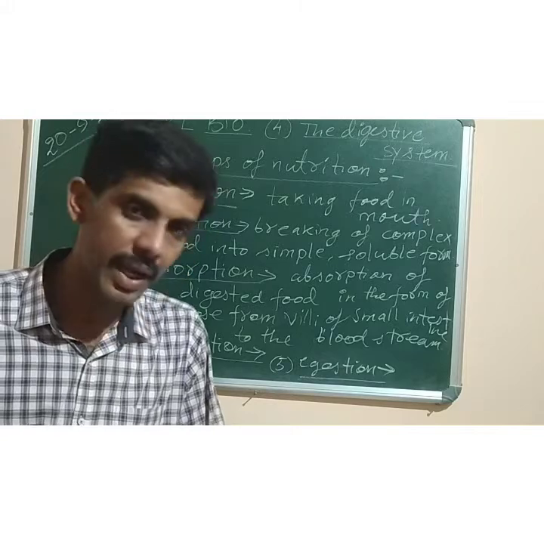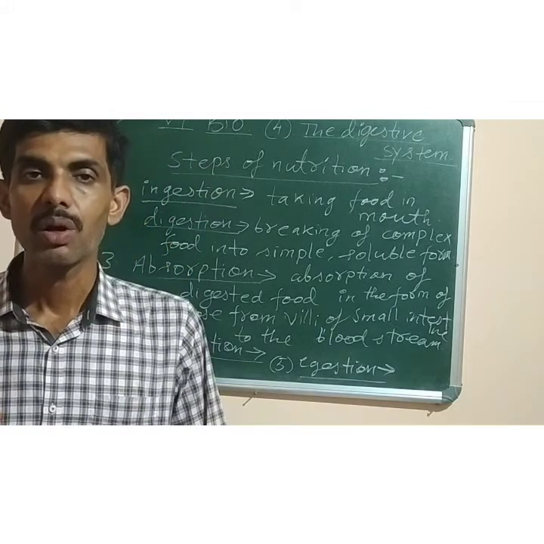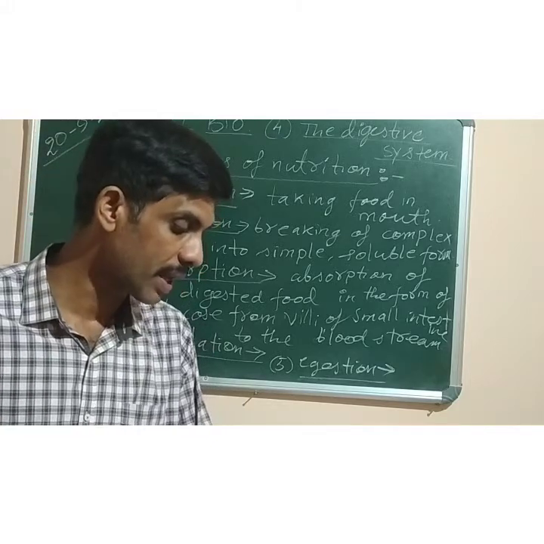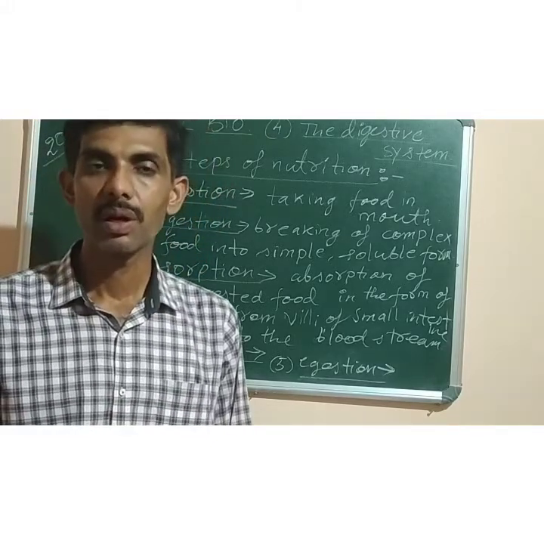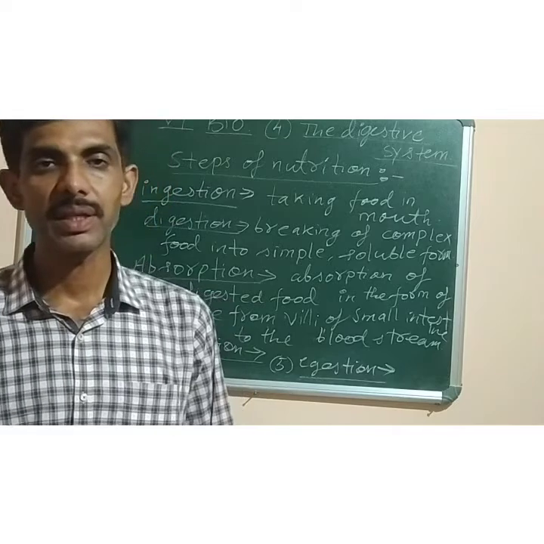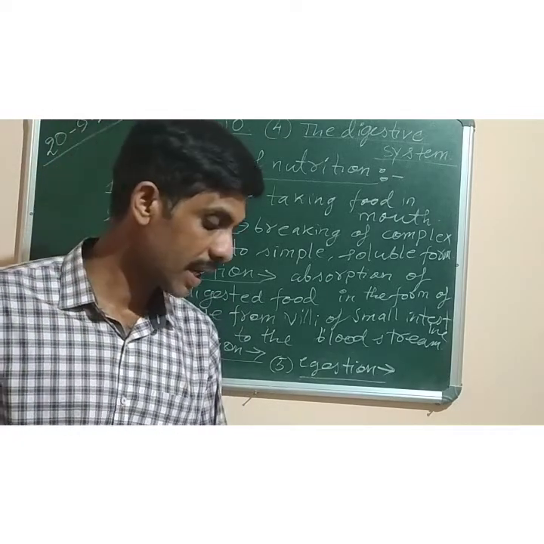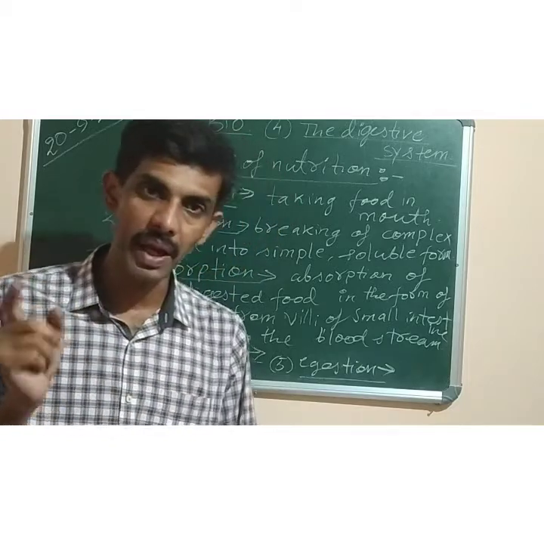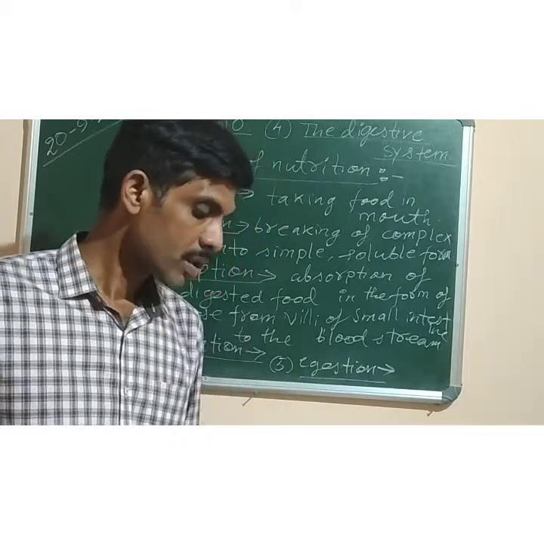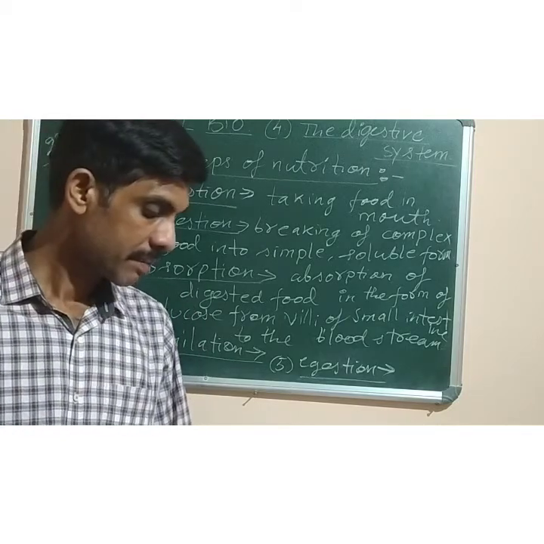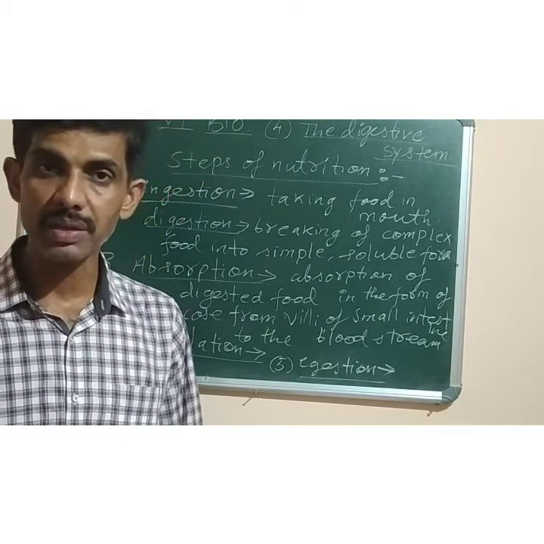The second one is renin. Renin is also a protein digesting enzyme which acts on the milk protein and changes it into curd. That is, the milk curdles in the stomach with the help of an enzyme called renin. The spelling is R-E-N-N-I-N, renin.